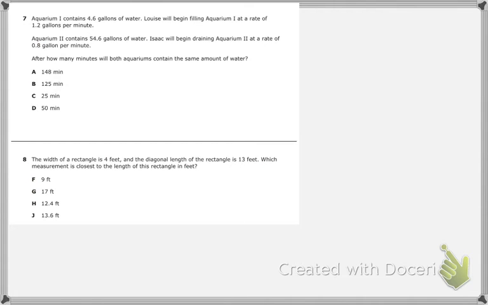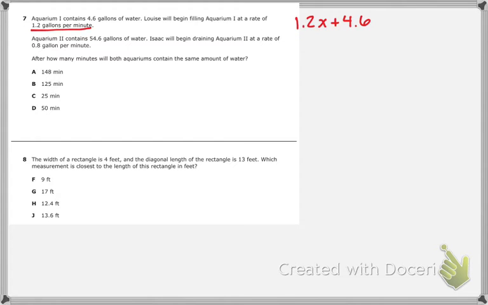Okay. Number 7, aquarium 1 contains 4.6 gallons of water. Louise will begin filling aquarium 1 at a rate of 1.2 gallons per minute. That is my rate, so I'm going to put 1.2x. And then we start off with 4.6. Remember, this is y equals mx plus b, right? Our rate or our slope is 1.2, x, and then where we begin is 4.6.